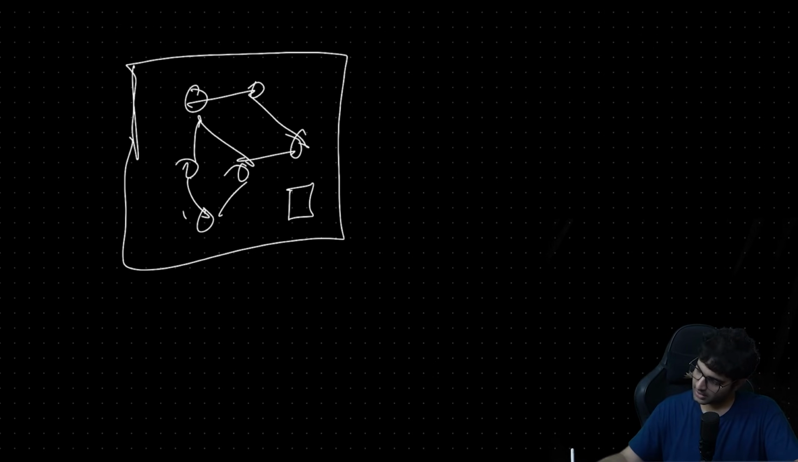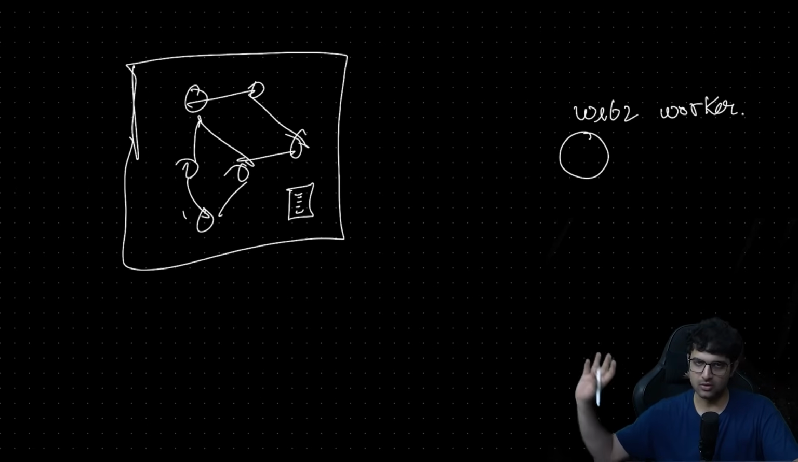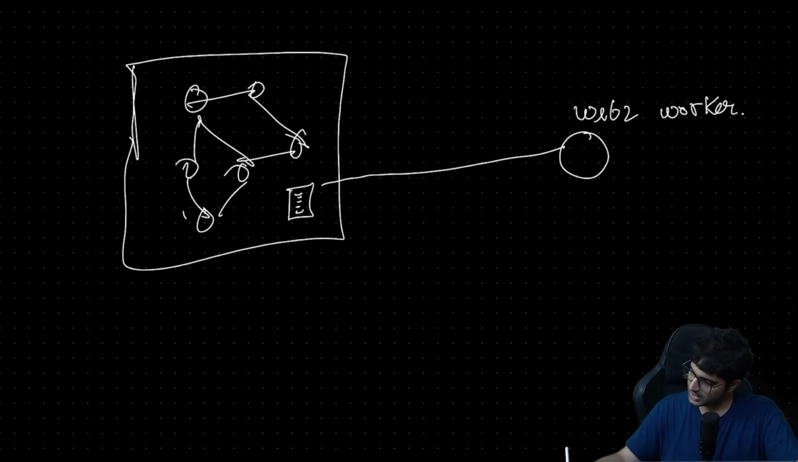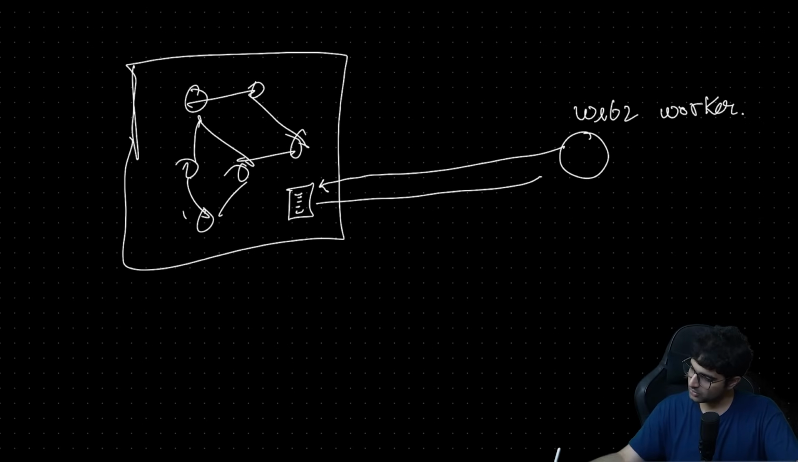If this is the highly complex blockchain and there is, let's say, a smart contract deployed here, you can have a Web2 worker. What is a Web2 worker? A Node.js process, a Golang process that says, bro, any event that this specific smart contract is emitting, please let me know. Why is this important?